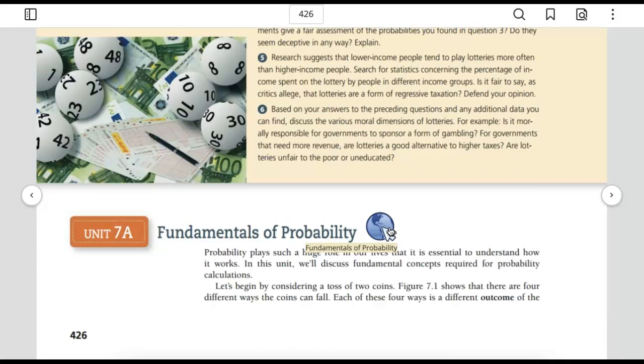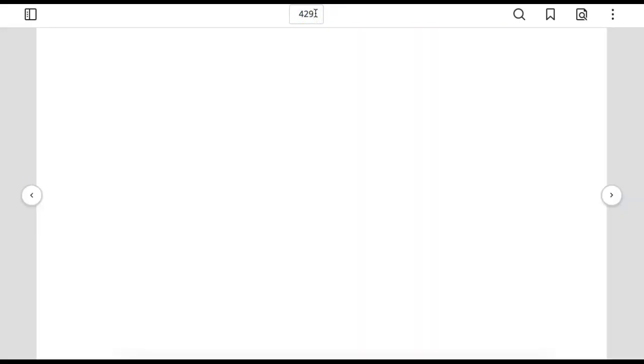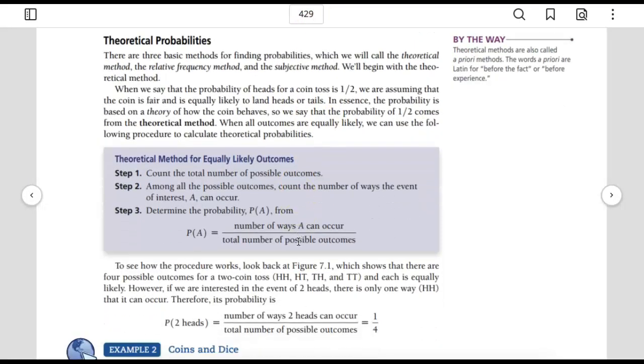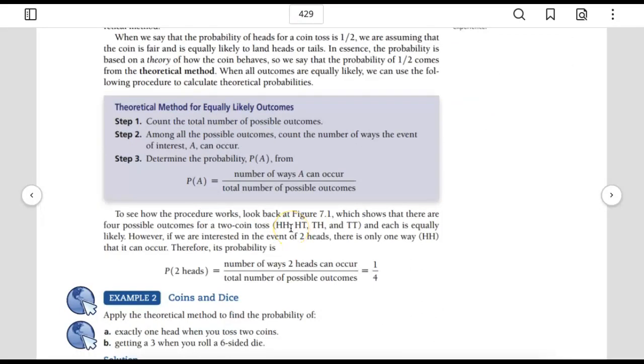But this particular section is about the basics of probability. So I'm going to start on page 429. Here we find the theoretical definition and formula for probability. And you'll use this formula and a very similar formula for relative frequency probabilities. You'll find out that they're really the same. It's the number of ways that an event can occur out of the total possible number of outcomes. And they can be expressed as a fraction, a decimal, or a percent.